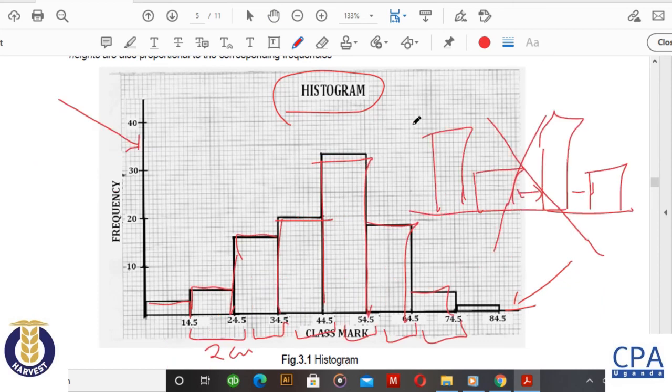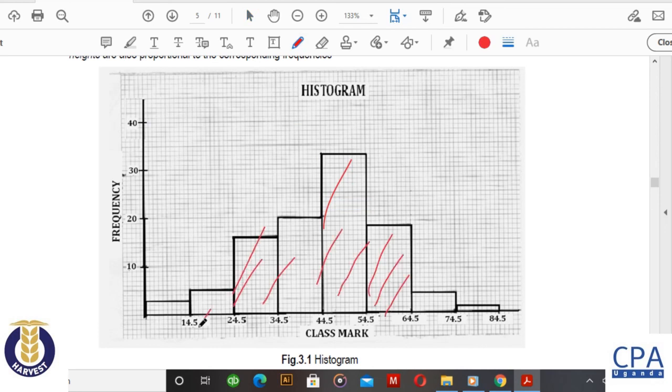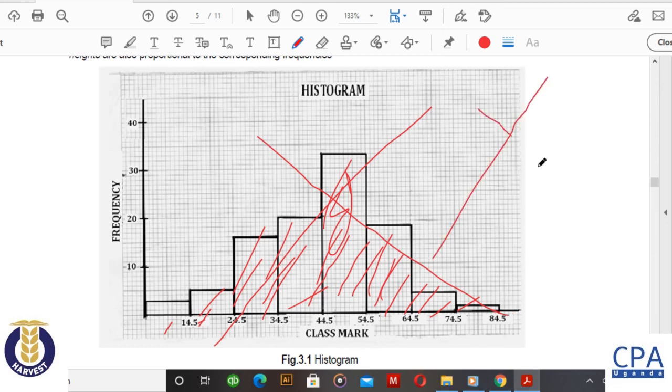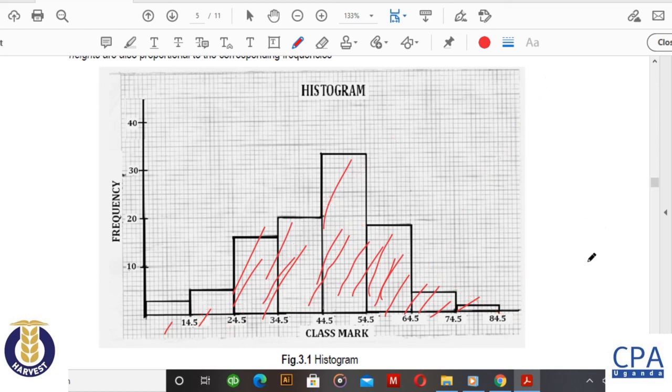Now what I'm saying is that you shouldn't shade the histogram. That kind of shading, members, please, as you're going to the examination, do not shade. No shading. I hope I'm making this point very clear. Please do not shade your histogram. If you shade the histogram, it ceases to be a histogram, to become something else. So these are the things I want you to note.